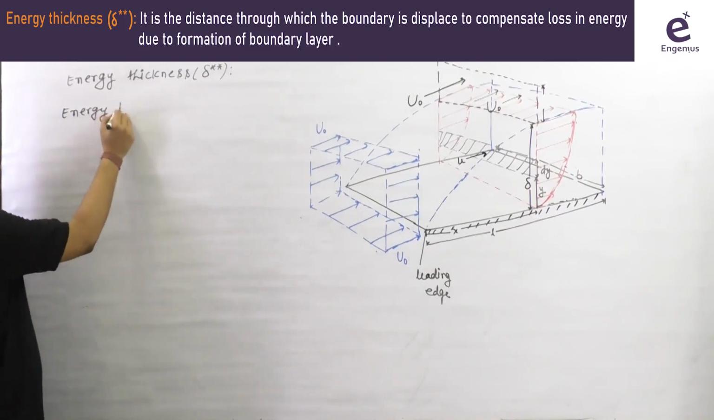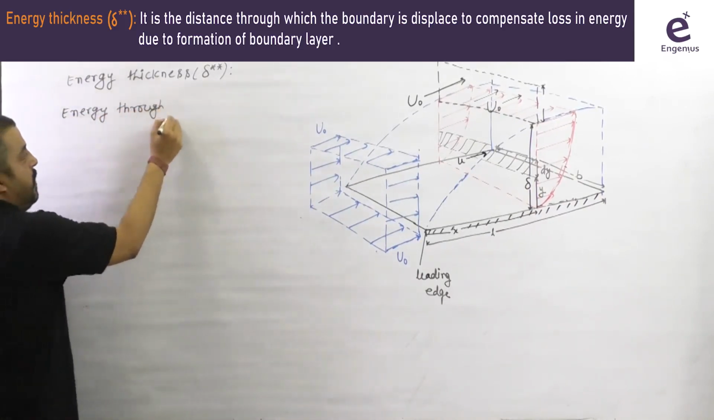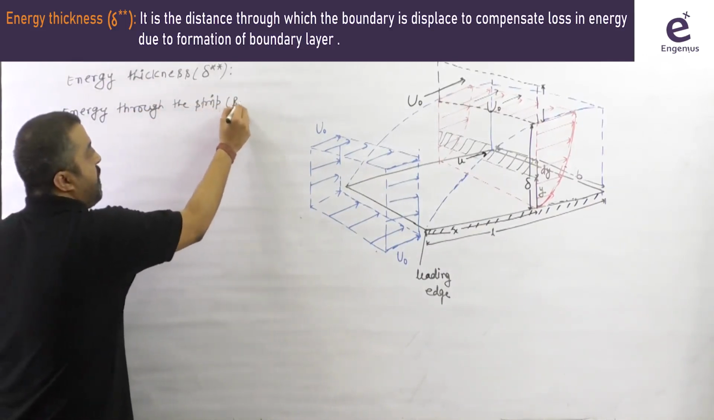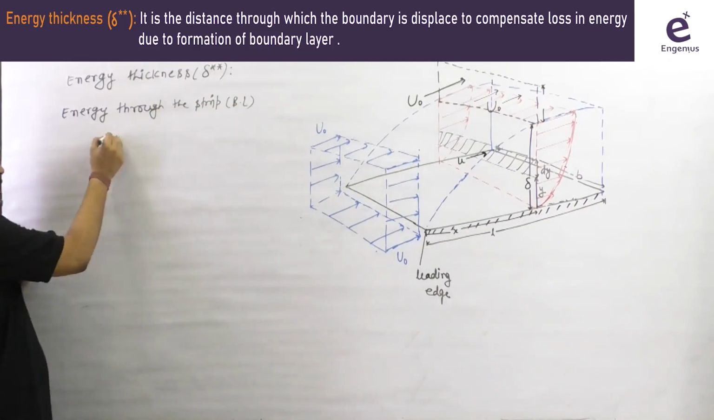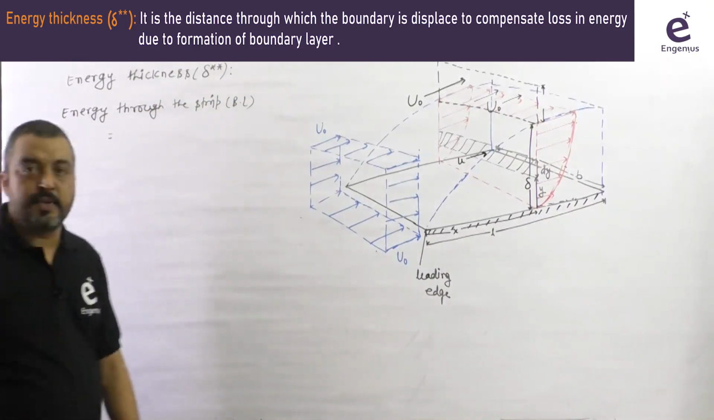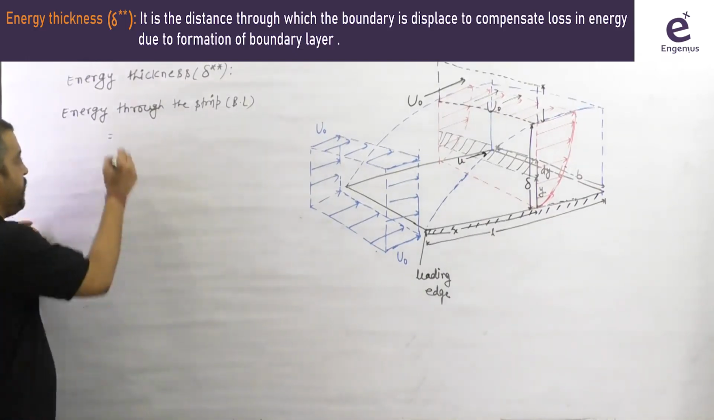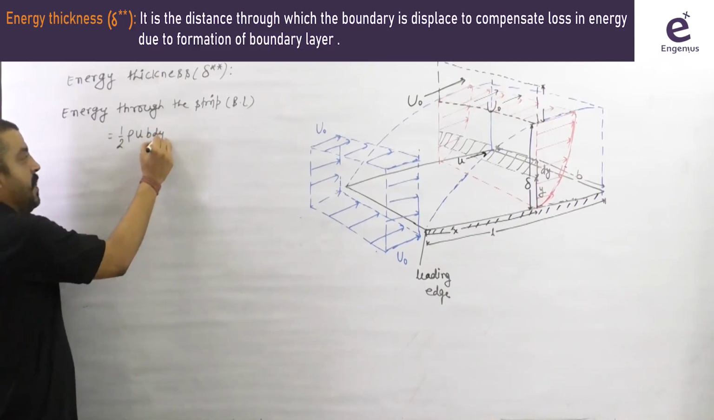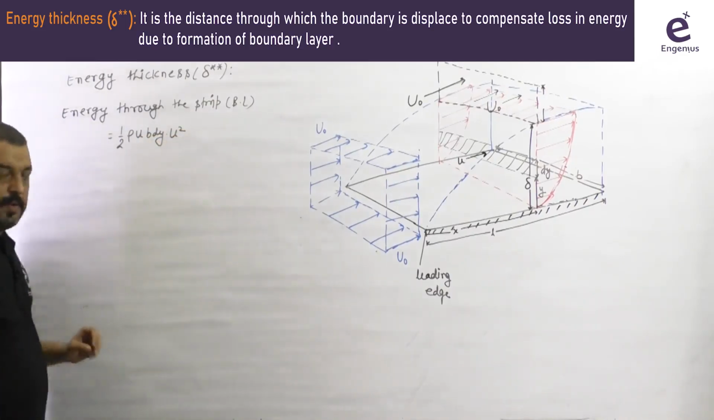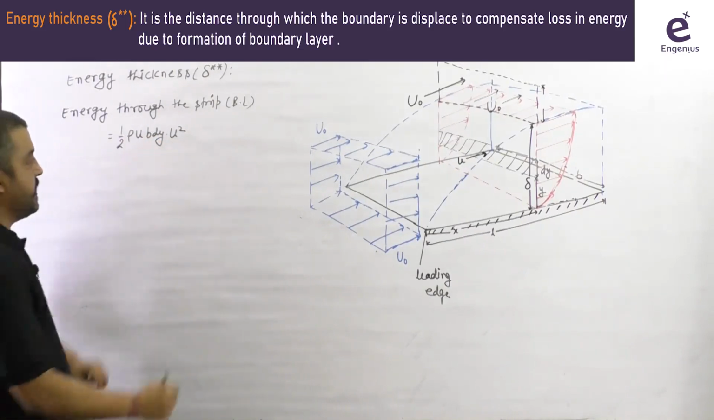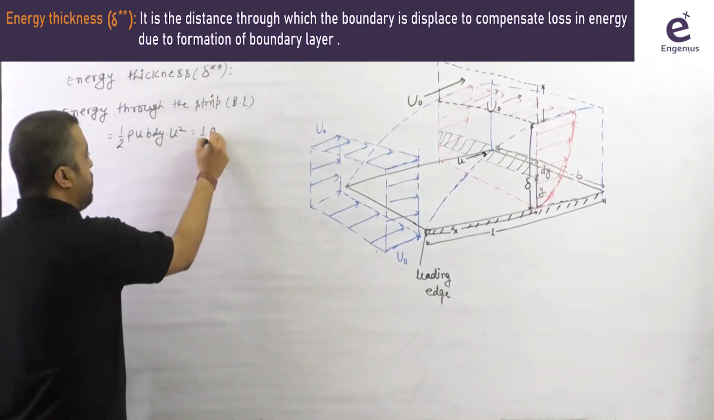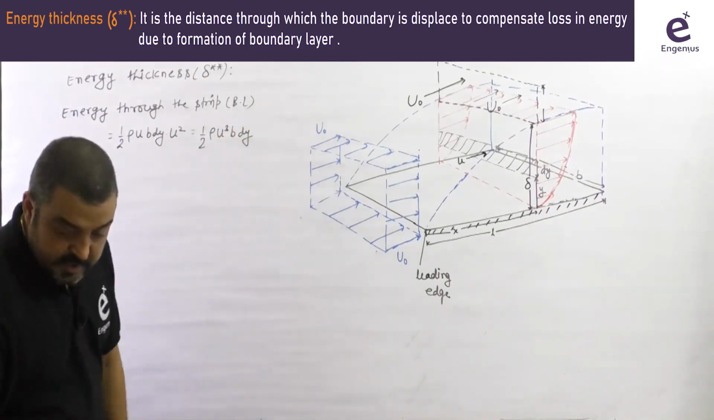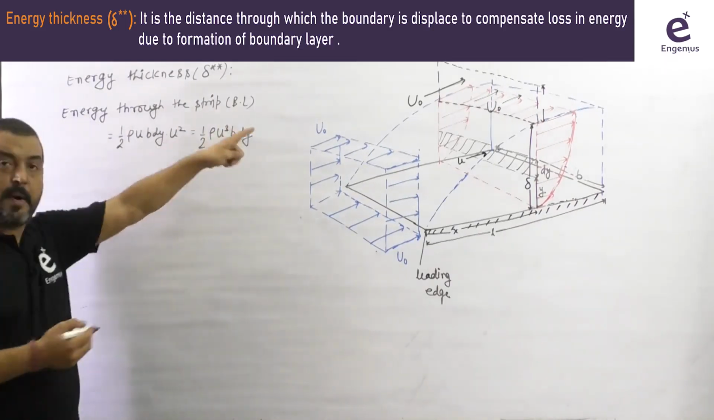So first of all, energy through the strip when there is a boundary layer. In this case we will take the kinetic energy, that is 1/2 mass into velocity square, 1/2 mv square. So the mass is rho u b dy, and the velocity is u square, so 1/2 mass into velocity square, that is the kinetic energy. So we can say this is 1/2 rho u cube b dy. So this is the energy through the strip when the boundary layer is there.